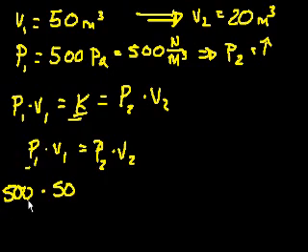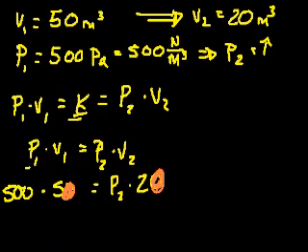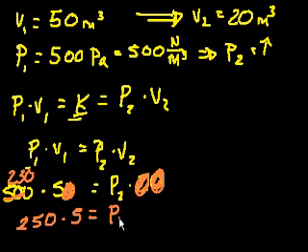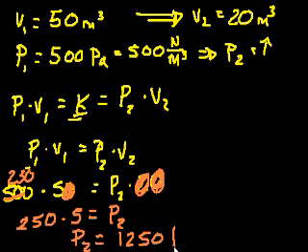So in this case, we have 500 pascals as a pressure. The volume is 50 meters cubed. That's going to be equal to the new pressure, P2, times the new volume, 20 meters cubed. And so let's see what we can do. We can divide both sides by 10. So we can just take a 10 out of there. And then we could divide both sides by 2. So that becomes a 250. And so we get 250 times 5 is equal to P2. And so P2 is equal to 1250 pascals.